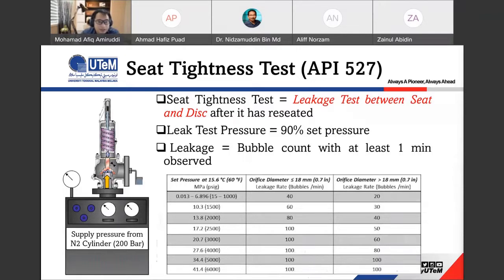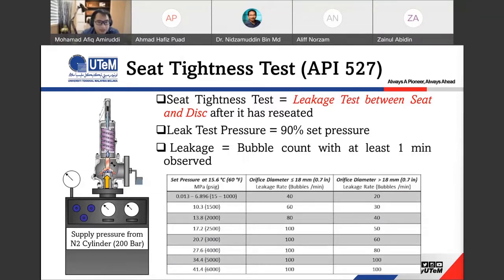Sometimes the PRV is normal. It lifts at the set pressure, but sometimes after the seat has reseated, which we call the blowdown test, the media inside the PRV still releases because of leakage, because the disc and seat are not properly closed. So that's why we call it a leak test.